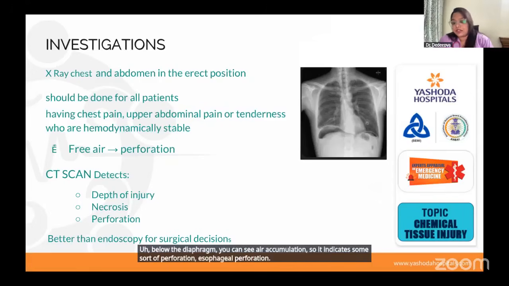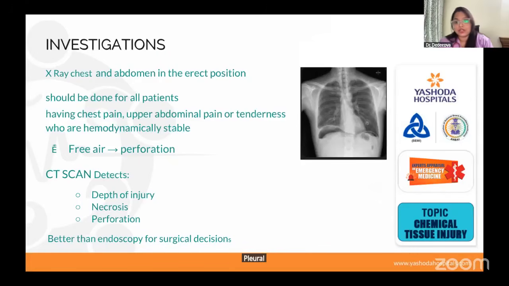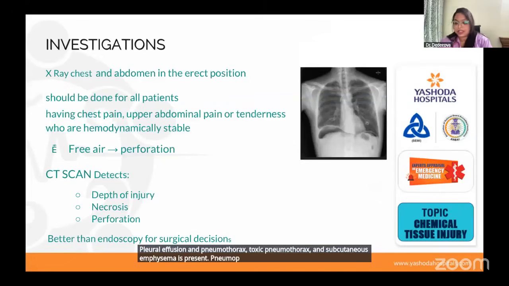Other than this, you can find pneumomediastinum. Sometimes the pneumomediastinum expands to the pleural cavity, causing pleural effusion and pneumothorax, toxic pneumothorax. And subcutaneous emphysema is present, pneumoperitoneum is present. In most of the complicated cases, it can end up as peritonitis, which shows as dilated bowel loops with air fluid levels in the X-ray.